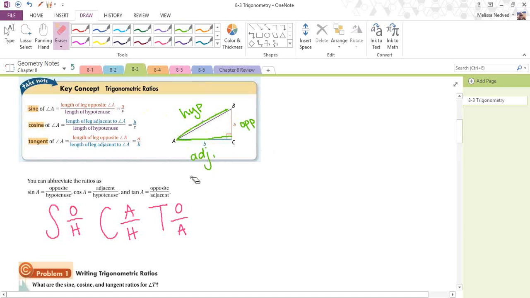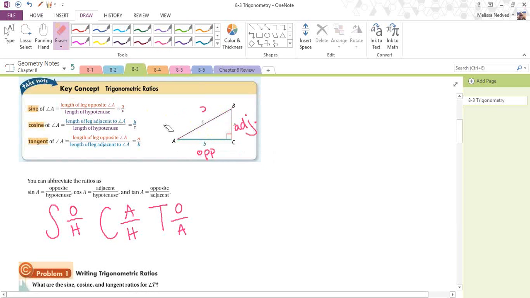Now, if I change it to be angle B, sine of B, my whole picture changes. If I highlight B, side AB is still my hypotenuse, but my opposite side now becomes AC, and my adjacent side becomes BC. So these trig ratios still work. You just change where your opposite and your adjacent are. Okay, so let's take a look at some examples.